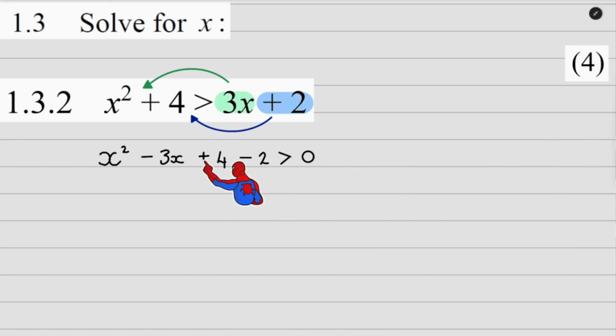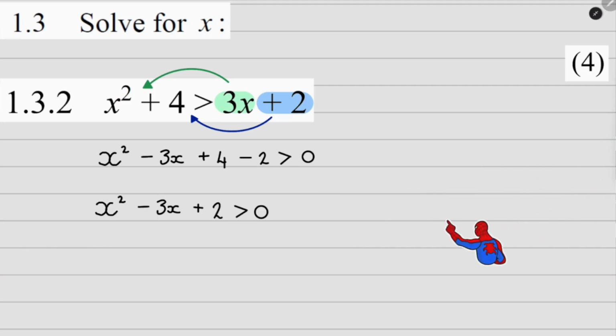Once that's out the way, we're going to collect these like terms quickly. Plus 4 minus 2 just gives me plus 2. Once standard form is done, we're going to factorize a trinomial. Thankfully, this is an easy one because there's no number here, aka there's a 1 there. So I'm going to look at the factors of 2. 2 is a prime number, so 1 times 2 are the only factors.